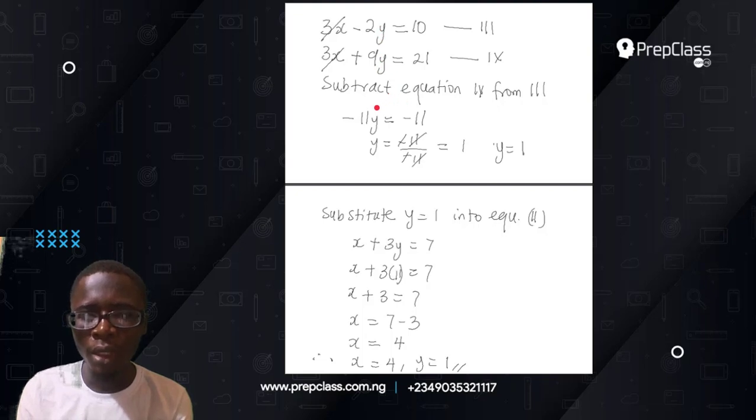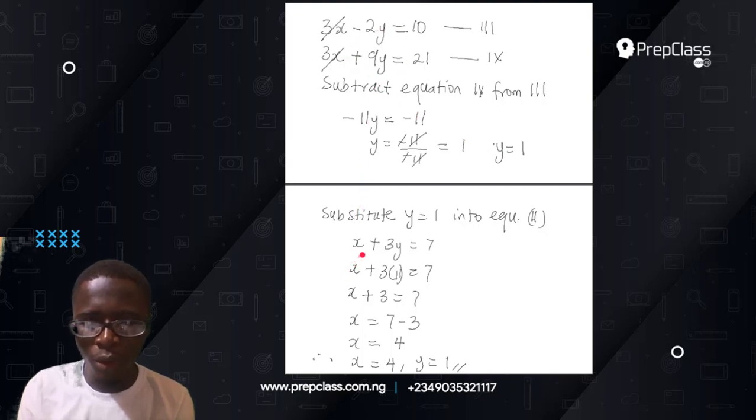So if you look at this, here we have 3x minus 3x, which is 0, minus 2y minus 9y is going to give us minus 11y, and then 10 minus 21 is going to give us minus 11. So we divide both sides by minus 11 to find the value of y, and as you can see from here, minus cancels minus, 11 all over 11 gone, and then we have y is equal to 1 here. So with the value of y, we can use any of the equations generated to calculate for x.